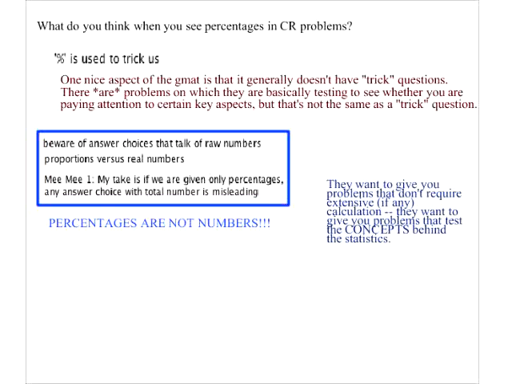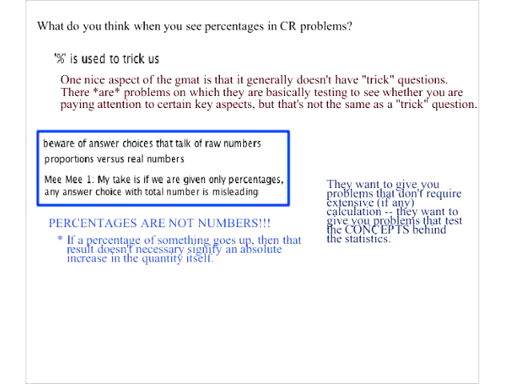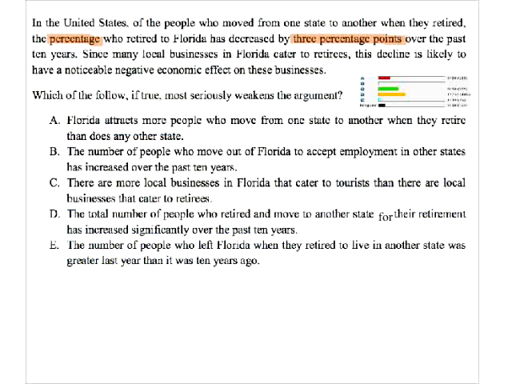Percentages are not numbers, and therefore if a percentage of something goes up, then that result doesn't necessarily signify an absolute increase in the quantity itself. And the same goes for decreases. So this is what you should be aware of whenever you see a percentage in a critical reasoning problem. You should be thinking to yourself, hey, percentages are not numbers, so what the heck? So let's look at this. The percentage has gone down by 3 percentage points.